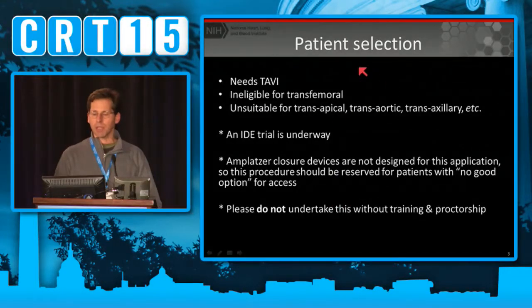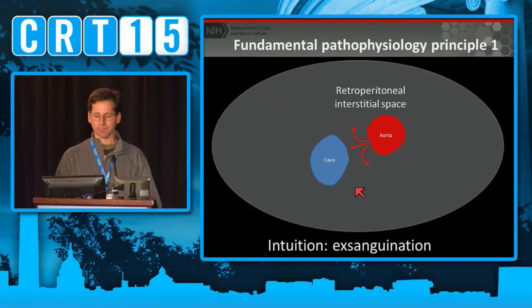So the patients should be selected who need TAVI, who are ineligible for transfemoral access, and who also are unsuitable for conventional surgical access. I'll point out that we are now doing an IDE trial using Amplatzer devices, even though Amplatzer devices aren't really well suited for this technique.